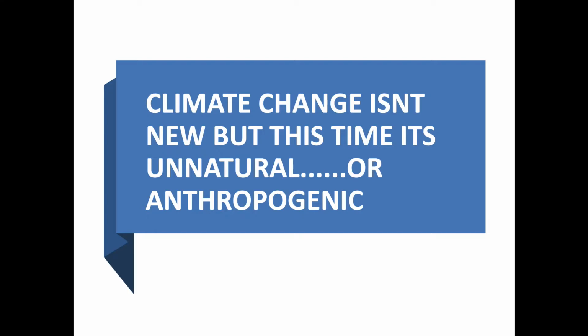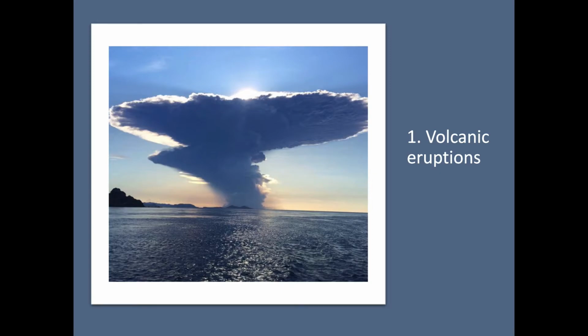Right. So, climate change isn't new, but this time it's unnatural. Why did climate change happen before humans turned up and ruined everything? Okay, we know about these things. We've studied these. Volcanic eruptions. So, volcanic eruptions can produce massive ash clouds, which of course block out sunlight. We've talked about that a little bit with Pinatubo. We've talked about that with Laki in Iceland. But yeah, absolutely, volcanic eruptions have the power to block out sunlight and cause climate change.